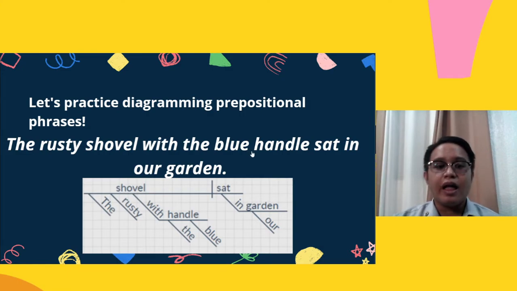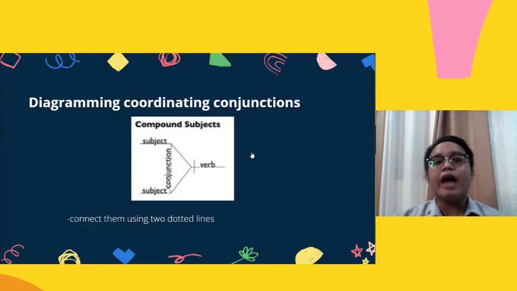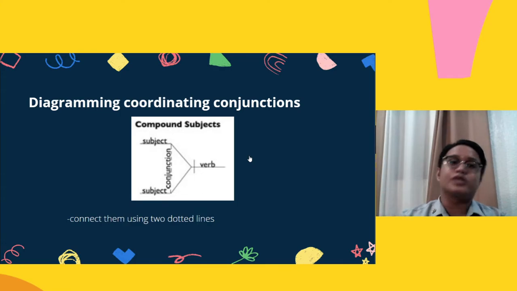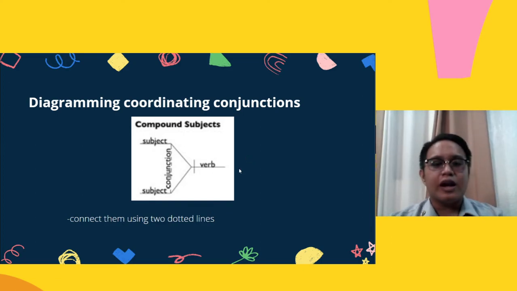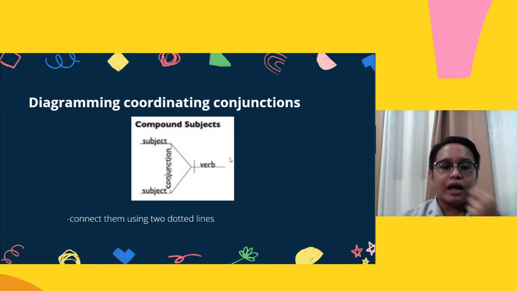Okay? Now, let's try diagramming coordinating conjunctions. So you all know the coordinating conjunctions. We have the FANBOYS. For, and, nor, but, or, yet, so. Kapila na ako gibalik-balik. So, let's have this one. So, if it's compound subject, connect them. Of course, when diagramming coordinating conjunctions, we connect the 2 things using dotted lines. Connect the 2 using dotted lines. So, if makita ninyo dira, dotted lines ni ang sa conjunction.